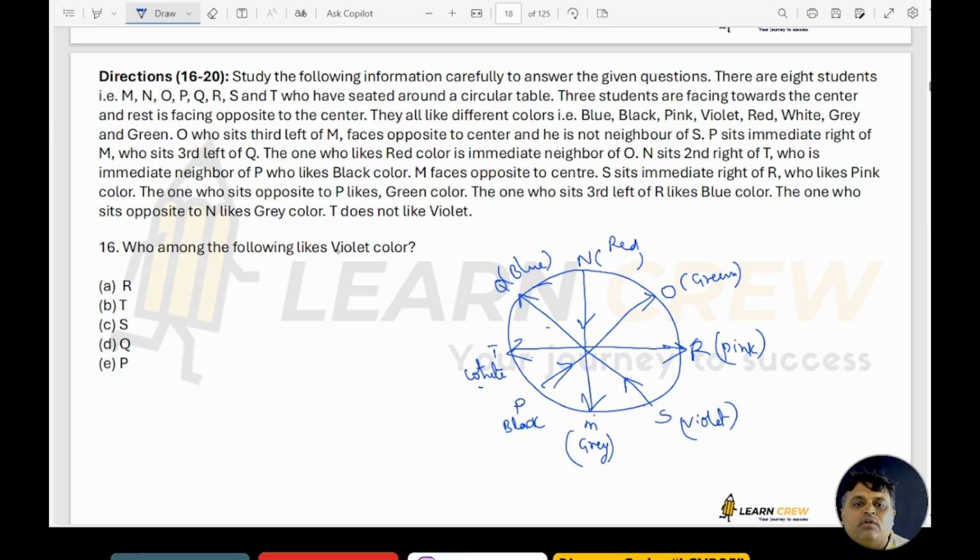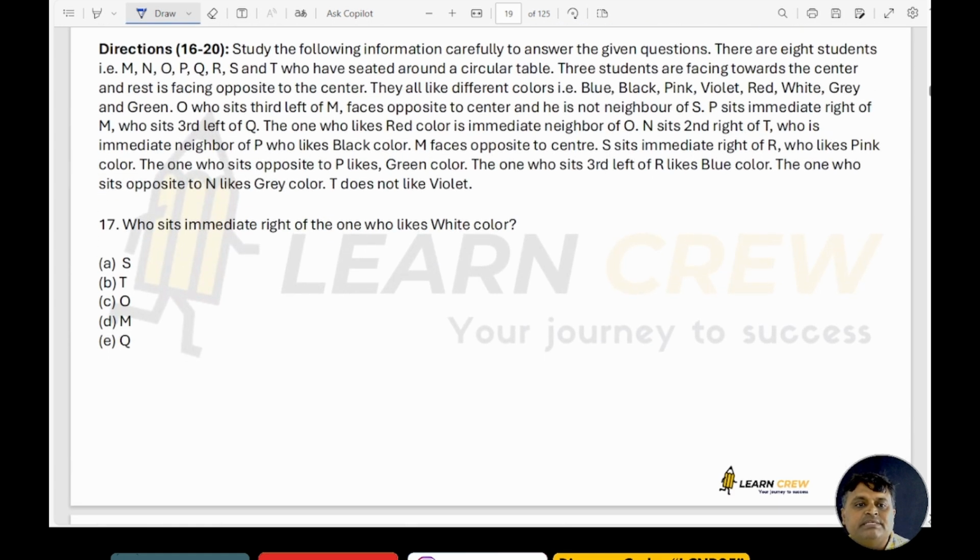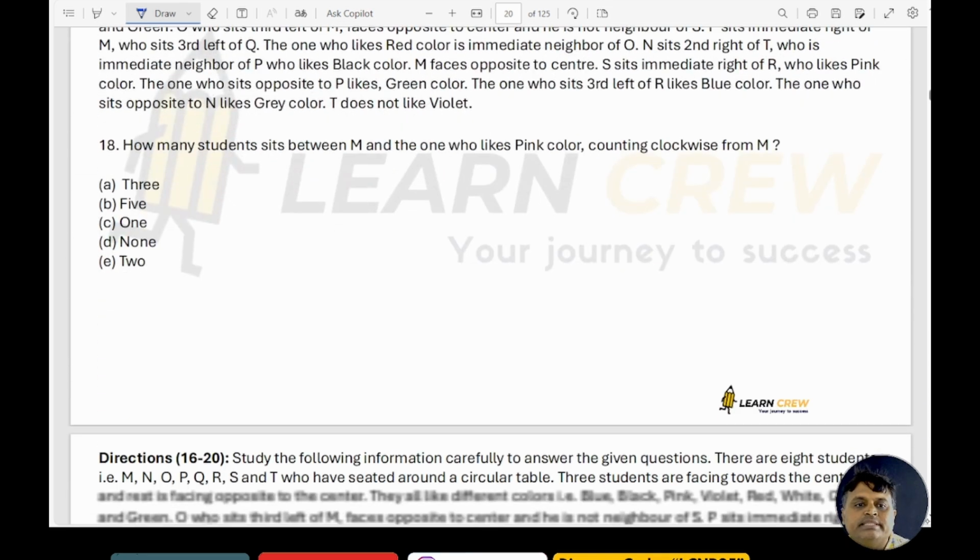Who among the following likes violet color? Yes. Then question number 17. Who sits immediate right of the one who likes white color? It is Q. Answer is Q. Next, how many students sit between M and the one who likes pink color? Counting clockwise from M. So answer is 5.